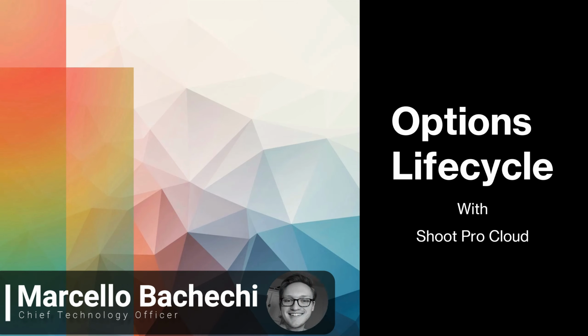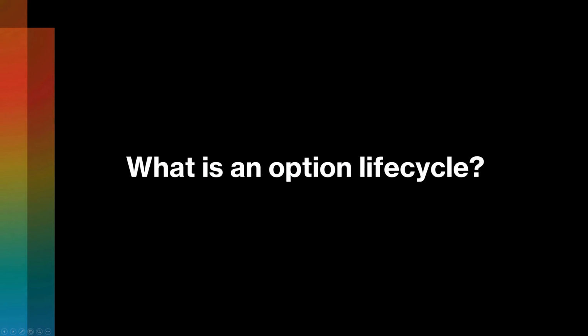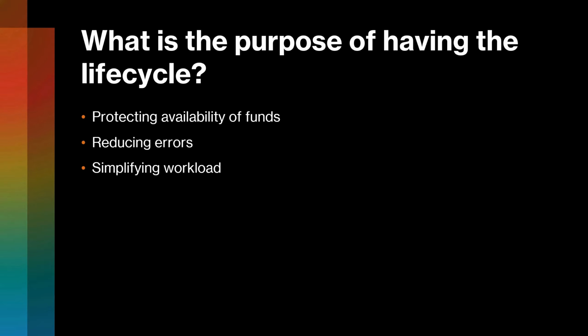Today we're going to be discussing the options lifecycle in Shoot Pro Cloud. So the first thing that you might be asking yourself is, what is an options lifecycle? Simply put, the options lifecycle is a way to ensure that money is not given out to shooters at the incorrect time. So you might be asking yourself, what is the purpose of having a lifecycle?